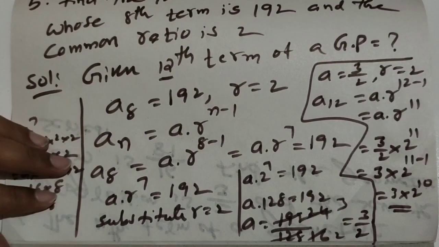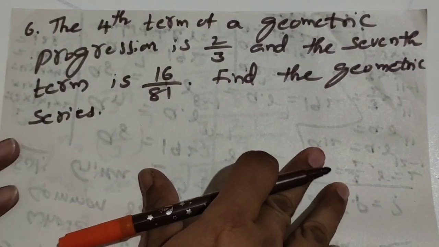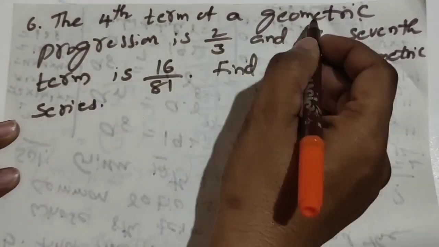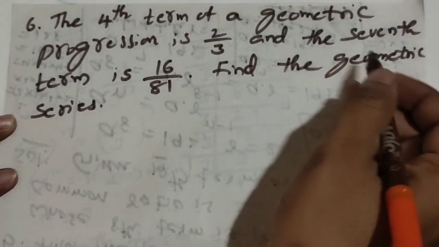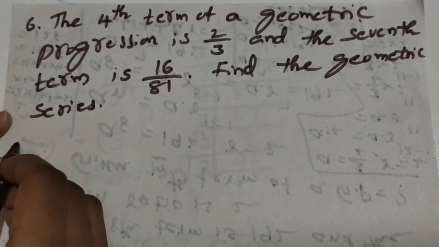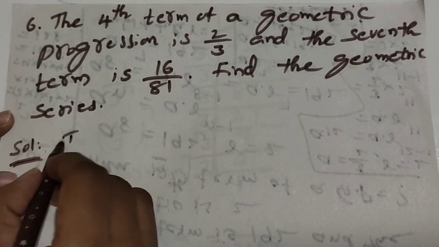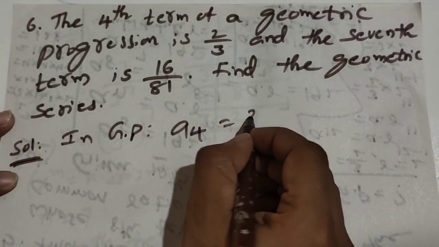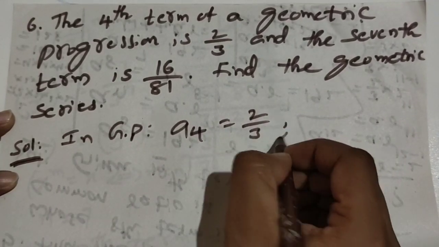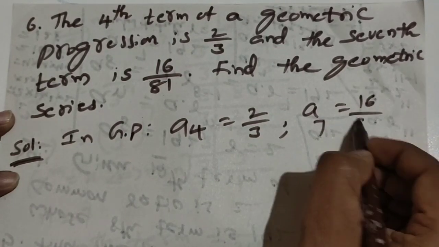Okay, now let us see the sixth one. The fourth term of a geometric progression is 2 by 3 and the seventh term is 16 by 81. Find the geometric series. Okay, so here we have the two terms. So in GP we have fourth term A4 is equal to 2 by 3 and A7 is equal to 16 by 81.